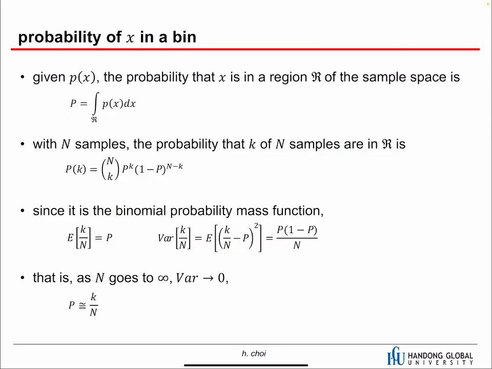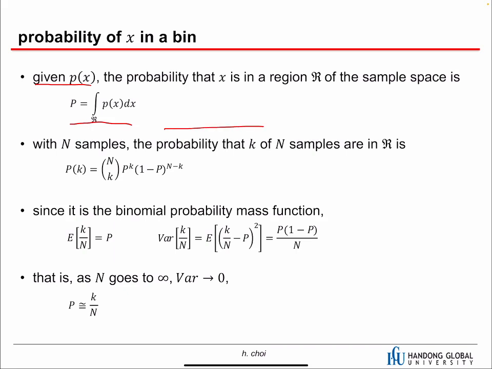We're going to talk about two major approaches to estimate the density with a non-parametric approach. Then before talking about these approaches, we need a couple of equations. So let's go through these equations. First, given this density, so p of x is given, then the probability that x is in a region, a specific region R of the sample space, can be calculated in this way.